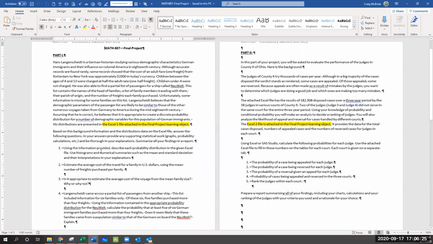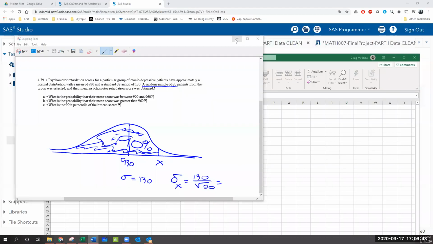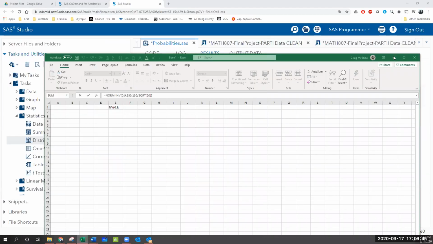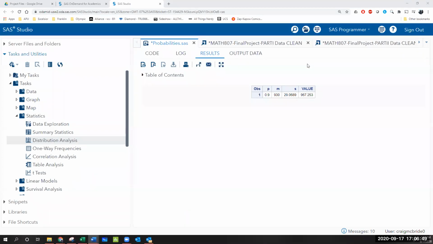Right, so it says describe each probability distribution in the given Excel file. Use histograms. I think bar charts are better. And numerical summaries such as the mean and standard deviation and their interpretations in your explanations. So to do means and standard deviations for probability distributions, you have to use the weighted variable.